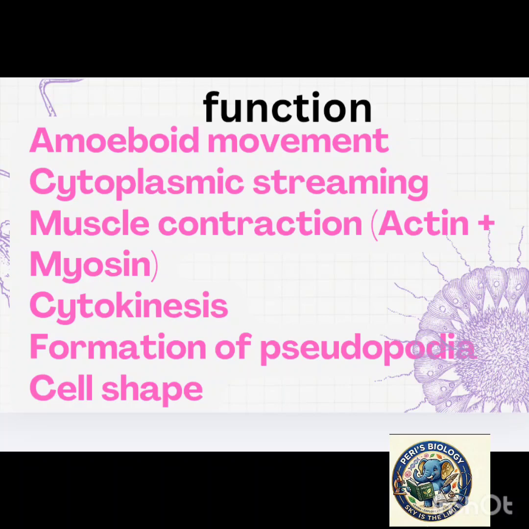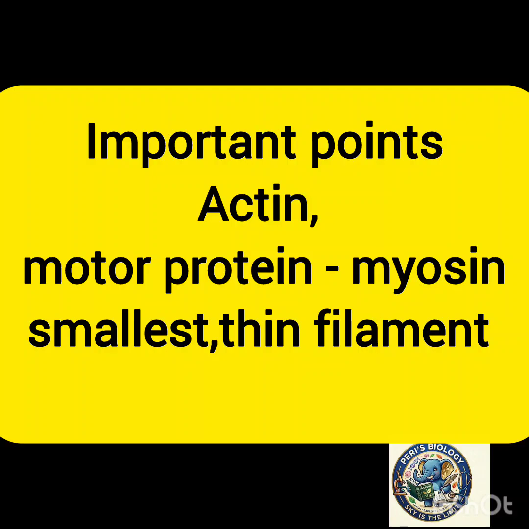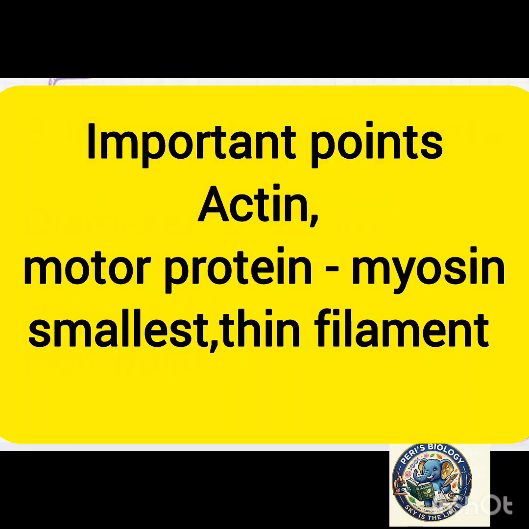Cytokinesis takes place. Cytokinesis, division of cytoplasm, occurs after nuclear division. Formation of cellular extension, formation of pseudopodia takes place because of microfilament. It maintains cell shape. Important point to remember with respect to microfilament is assembling protein actin and motor protein such as myosin, which is very important for contraction of the muscles. And microfilament is your smallest thin filament. All these points you should remember.